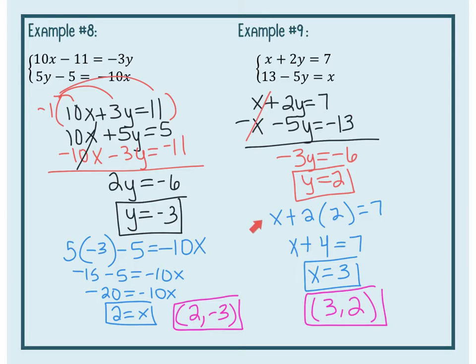Did I pick the easiest one to plug it into? I did not. I had an extra step. If I had plugged it in here, I would have had one less step to do. I would have plugged in a 2 and said 13 minus 5 times 2 would have been 13 minus 10 equals 3. So again, remember, the answer does come out the same.